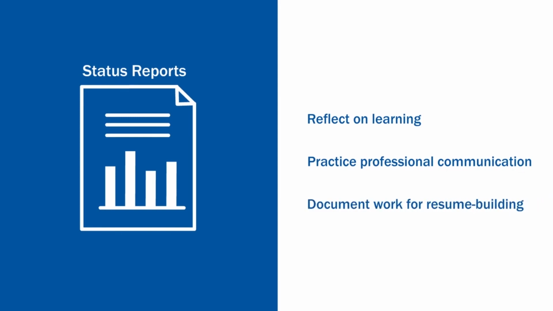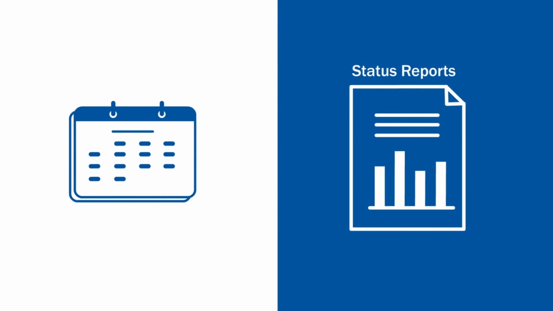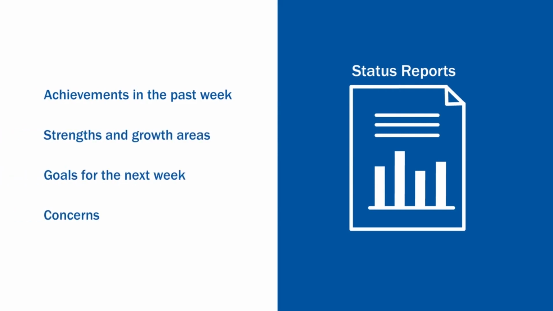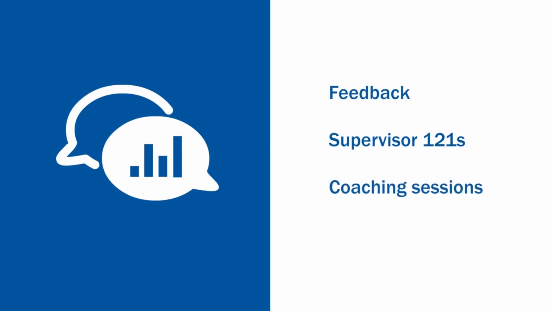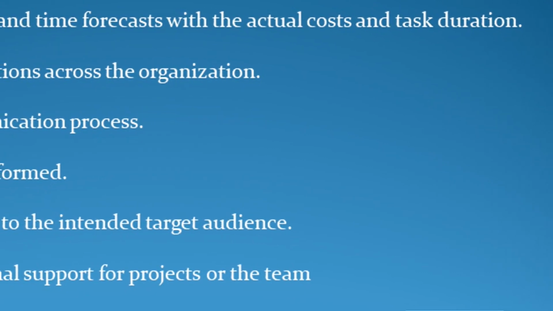Remember, the objectives of status reports are to help the project management team keep track of costs, tasks and timelines. Compare the budget and time forecasts with the actual costs and task duration. Improve communications across the organization. Simplify the communication process. Keep stakeholders informed. Deliver key messages to the intended target audience. Improve organizational support for the projects or the team. When reporting to stakeholders, keep messaging concise and to the point.